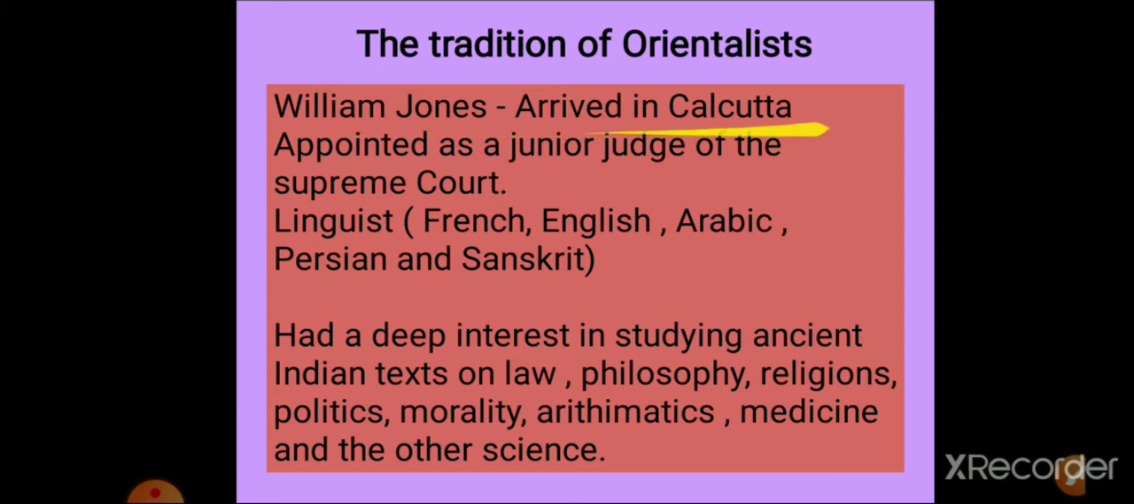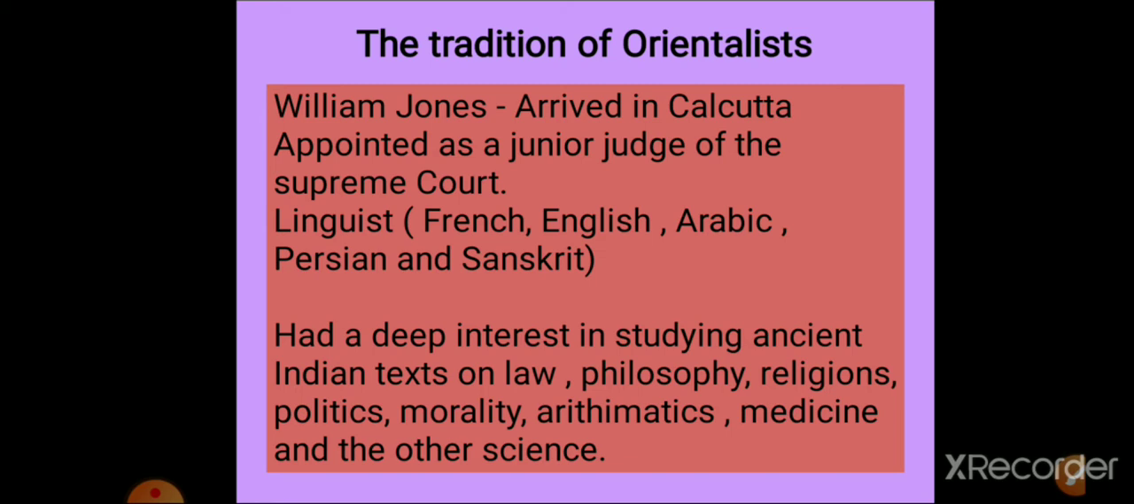William Jones arrived in Calcutta. He was appointed as a junior judge of the Supreme Court. And he was a linguist. Linguist means a person who knows many languages, like he knew French, English, Arabic, Persian, and Sanskrit. He had a deep interest in studying ancient Indian texts on law, philosophy, religion, politics, morality, arithmetic, medicine, and the other sciences. Now, see, why were they so curious to know our culture, our language, our religion, everything? This was a big question.